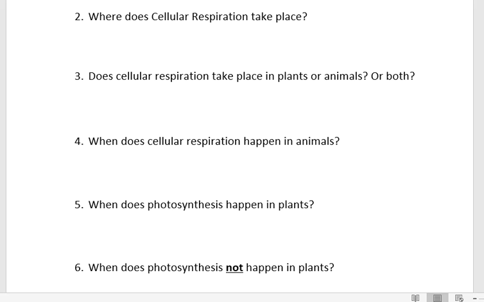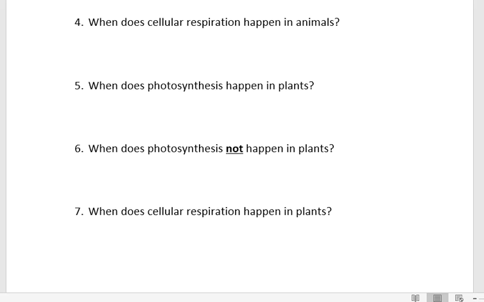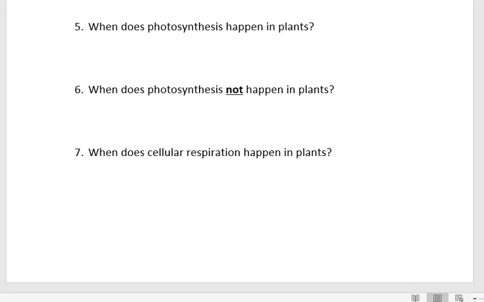When does photosynthesis happen? During the daylight. When does it not happen? At night. Cellular respiration does occur in plants both during the day and at night, but usually the cell is so busy with photosynthesis, cellular respiration kind of takes a backseat during the day.